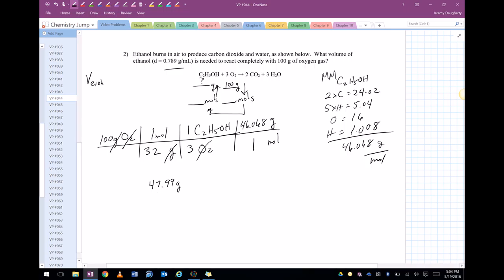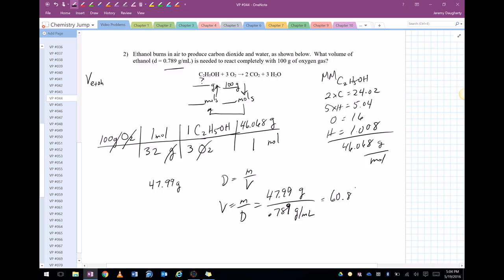So 47.99 grams, and then I have density. Density is equal to mass over volume. I'm looking for volume, so volume is equal to mass over density. That's just algebraically solved for it. My mass is 47.99, which I still have in my calculator, and the density is 0.789 grams per milliliter. So I'm going to end up with volume here. Let's take that number in my calculator, divide by 0.789, and I get a value of 60.8.